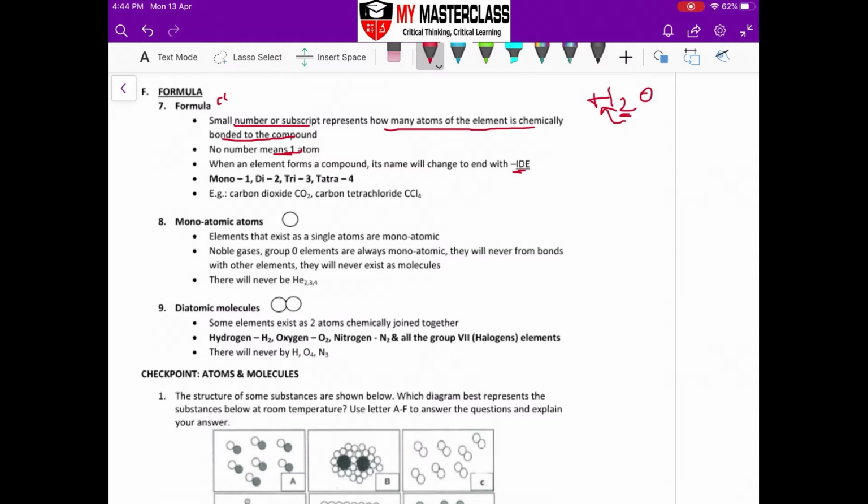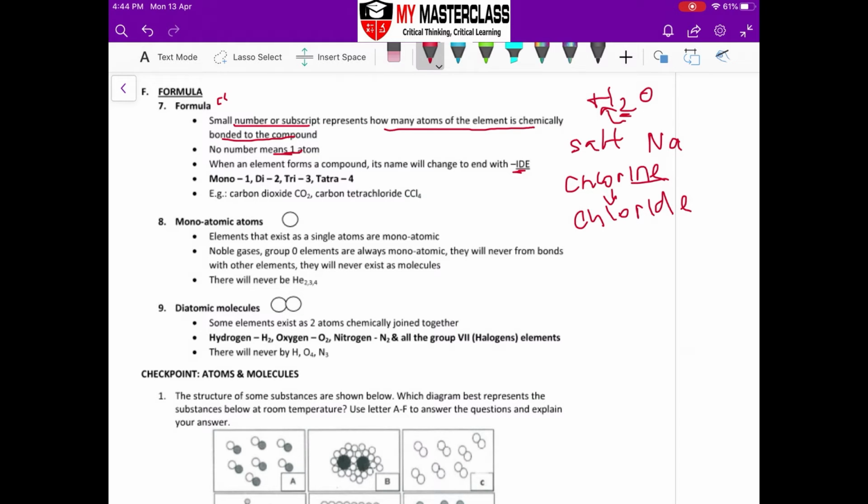So for example, the most common salt compound in the kitchen is your salt. Salt, the name is sodium chloride. So look at the periodic table. Element sodium is number 11, so the symbol is Na. Chloride actually comes from the element chlorine, which is element number 17. So chlorine became chloride. Why did it become chloride?